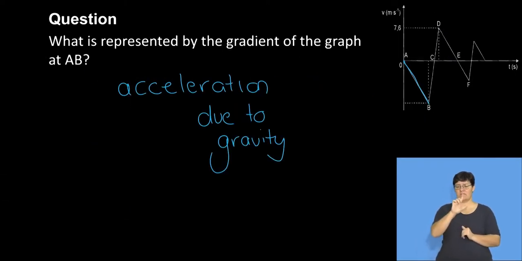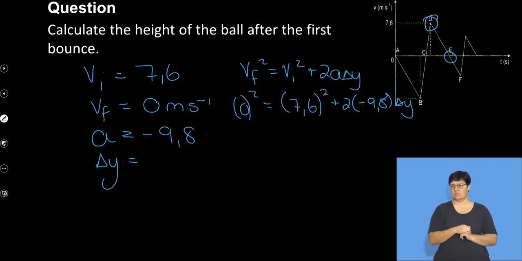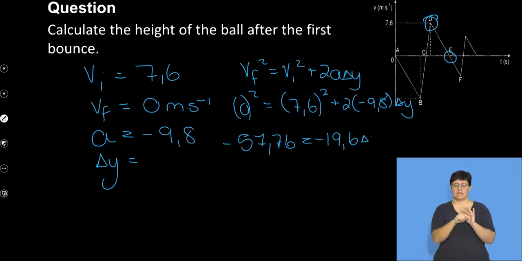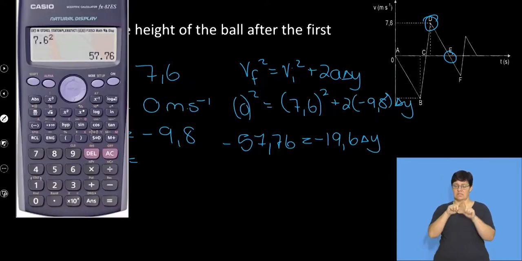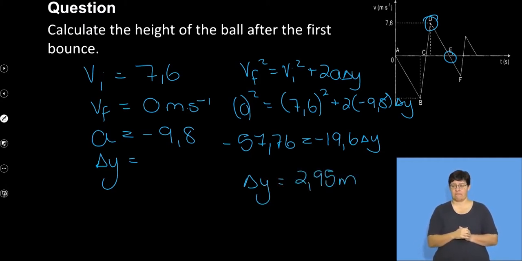Maybe I should just pay attention to what my calculator is telling me, because I didn't. Minus 57,76 minus 19,6 delta y. Let's divide by 19.6. And we get 2,95. There we go, nice and simple.